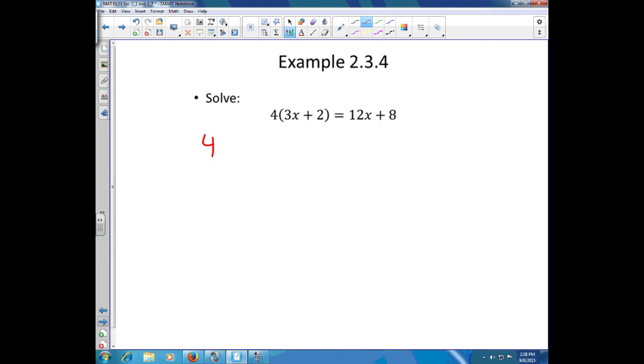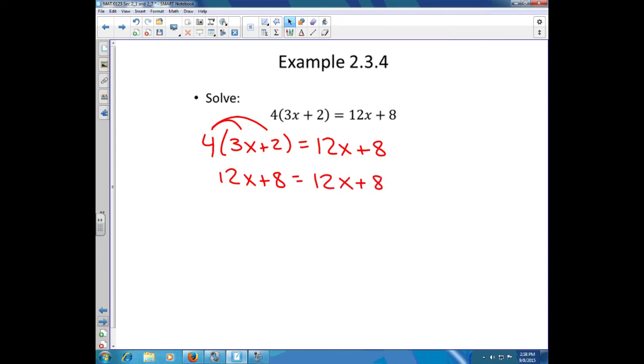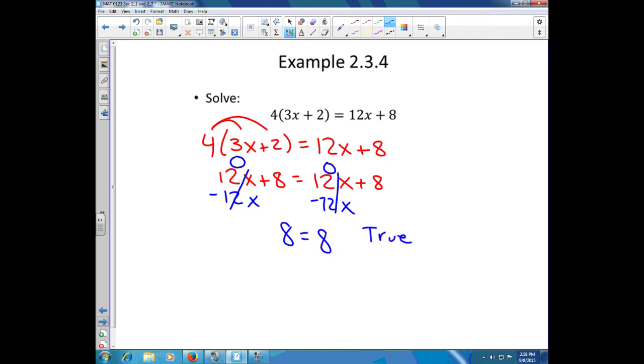And so we've got 4 times 3x plus 2 equals 12x plus 8. Well, if we distribute the 4, we get 12x plus 8 equals 12x plus 8. To move the variables to one side, we just want to subtract 12x from both sides. And if we do that, that adds to 0, but this 12x also adds to 0. And what we're left with is 8 equals 8. Notice that's a true statement, and so this means we have an infinite number of solutions.